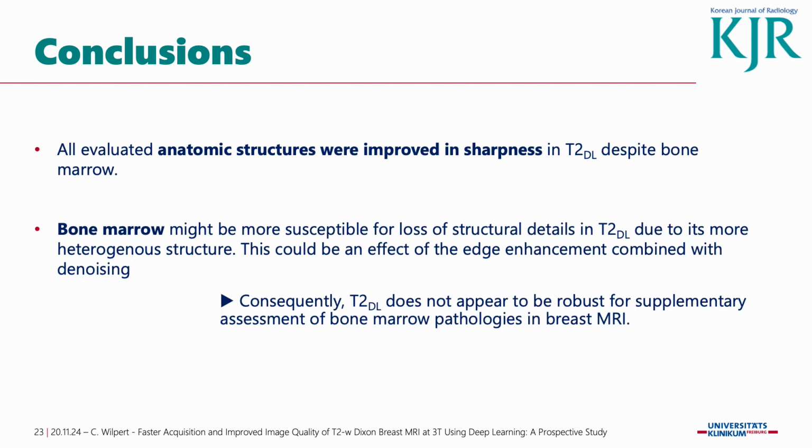Additionally, all evaluated anatomic structures were improved in sharpness in the deep learning sequence, except bone marrow. Bone marrow might be more susceptible to loss of structural details in the deep learning sequence due to its more heterogeneous structure. This could be an effect of the edge enhancement combined with denoising. Consequently, the deep learning sequence does not appear robust for a supplementary assessment of bone marrow pathologies in breast MRI.